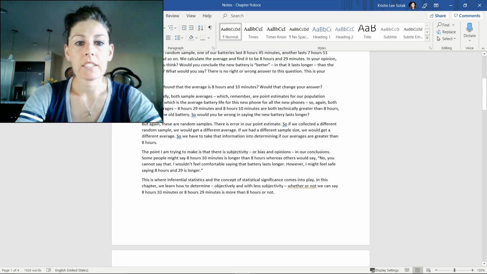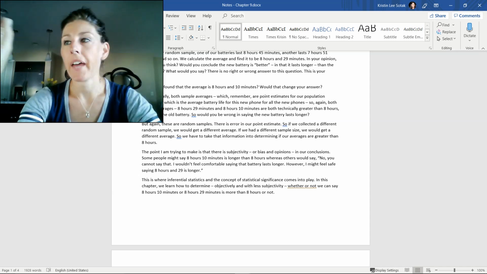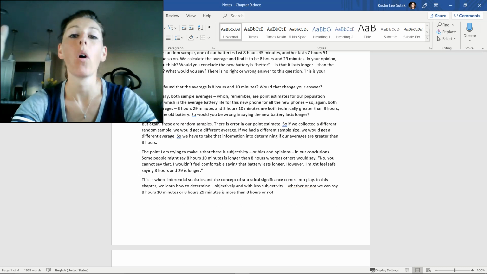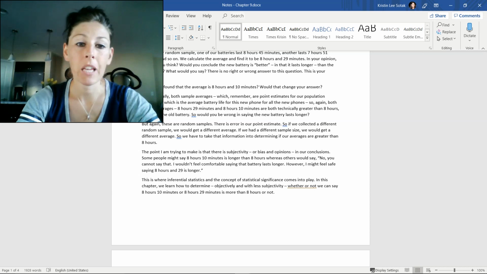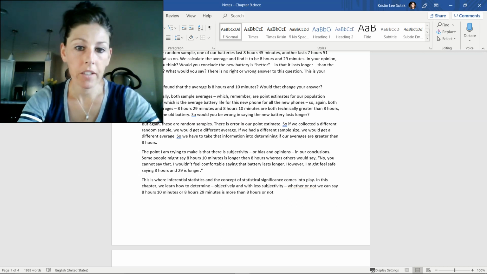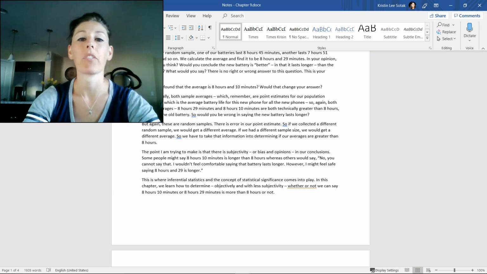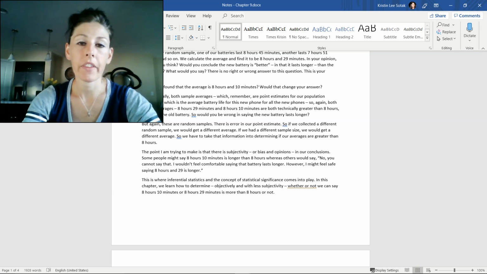Again, think about this, that these are random samples. There's error in our point estimates. Remember, a sample average is a point estimate of a true population parameter, like the average battery life of all of the new phones. So if we collect a different random sample, we'd get a different average. If we had a different sample size, we'd get a different average. So we have to take that information into account in determining if our averages are really greater than 8 hours.